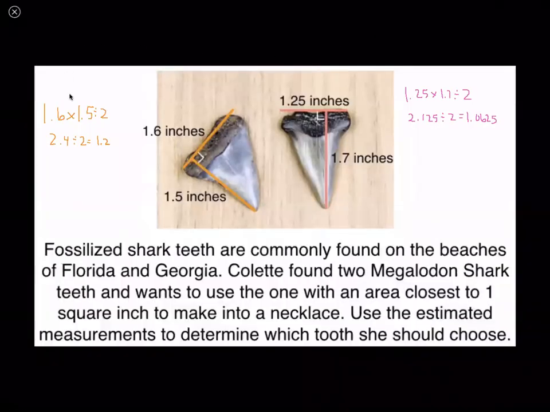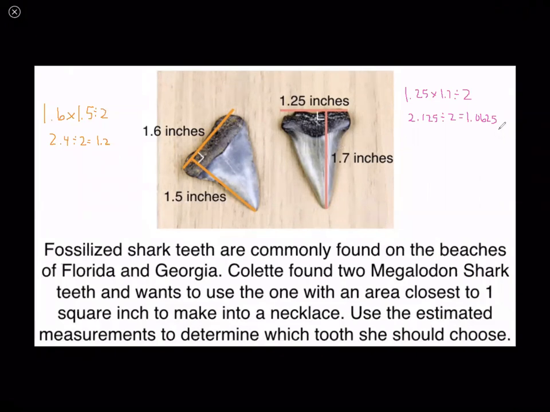Okay, so on the orange tooth, you should have done 1.6 times 1.5 divided by 2. So 1.6 times 1.5 is 2.4, and 2.4 cut in half is 1.2. On the pink, you should have done 1.25 times 1.7 divided by 2. 1.25 times 1.7 is 2.125. I then divide that by 2 and cut it in half and get 1.0625. So which one is closer to 1 square inch?